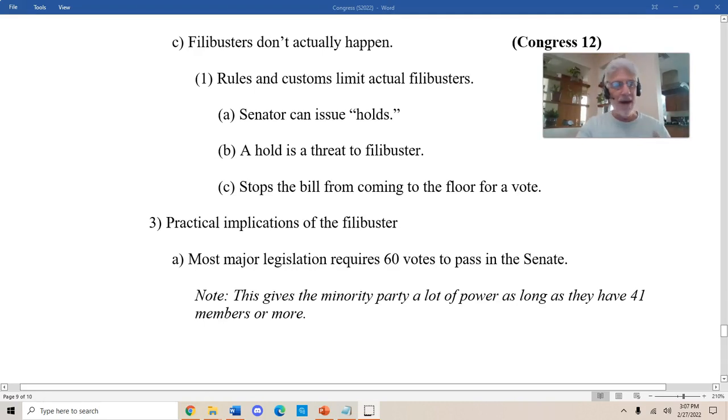But the idea of bringing the whole place to a screeching halt because 41 people oppose a particular bill doesn't make sense either. So over time, the Senate developed rules and customs that actually limit filibusters. They're not necessary, and here's why. Remember I told you before, the Senate Majority Leader is the one who controls the agenda. The Senate Majority Leader determines what bills are going to be debated or discussed on which days.